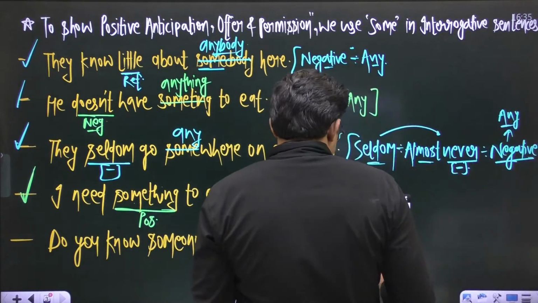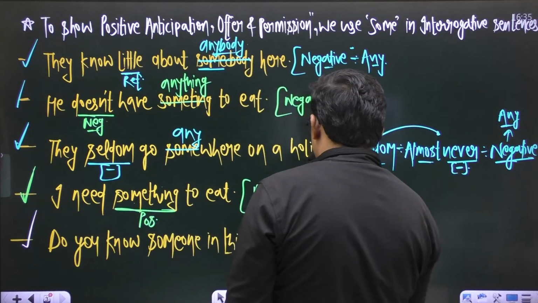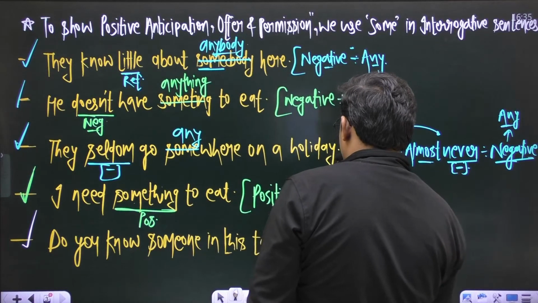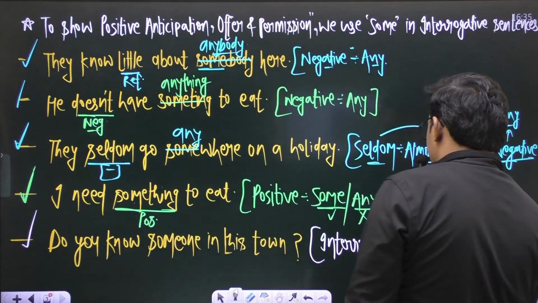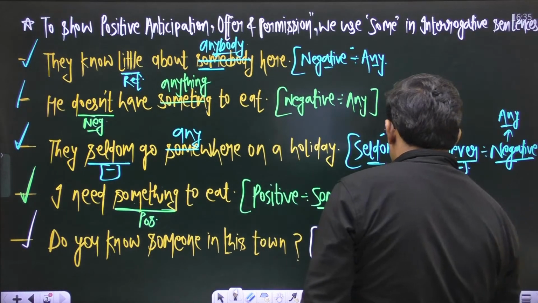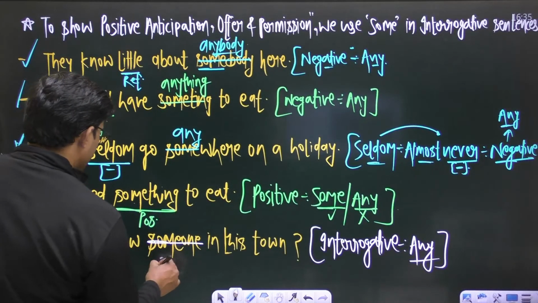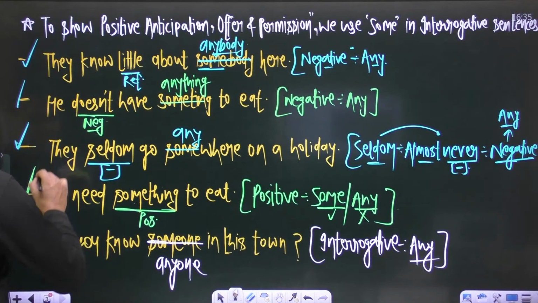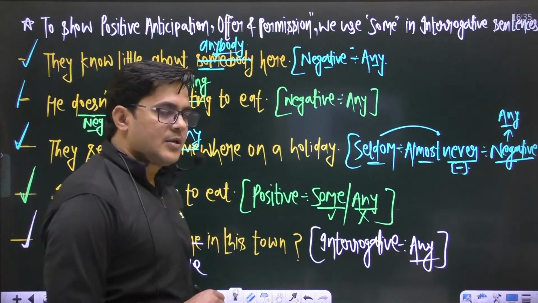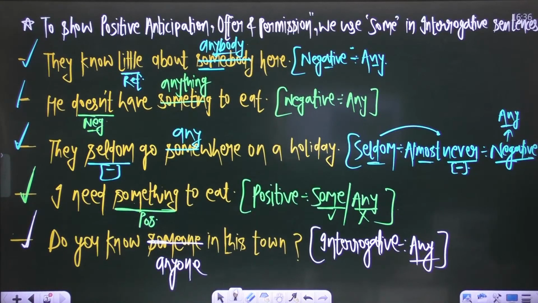Yes. This sentence is interrogative, right? And we know it very well. In interrogative sentences also we use what? We use any, right? So if you apply it in the sentence, the sentence will be like, do you know anyone in this town? Do you know anyone in this town? Are you getting my point? Do you know anyone in this town?